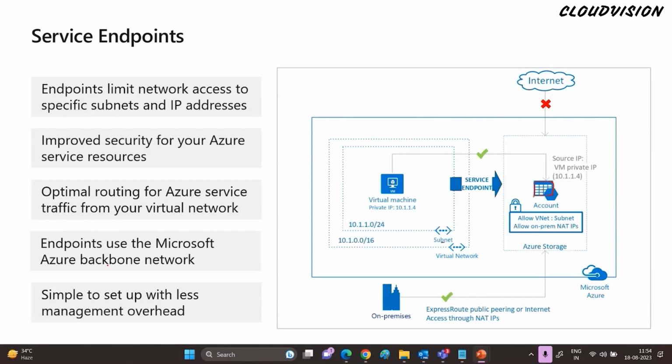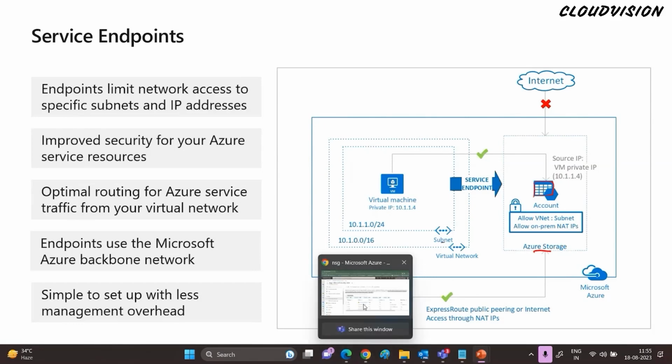Service endpoint can only be applied to a few services. Right now, according to the diagram, they have just shown the storage account service. So only a few PaaS offerings are allowed using the service endpoint. Maybe a database, maybe a storage account, maybe a key vault service. There are 10, 11 services which can be enabled using the service endpoint.